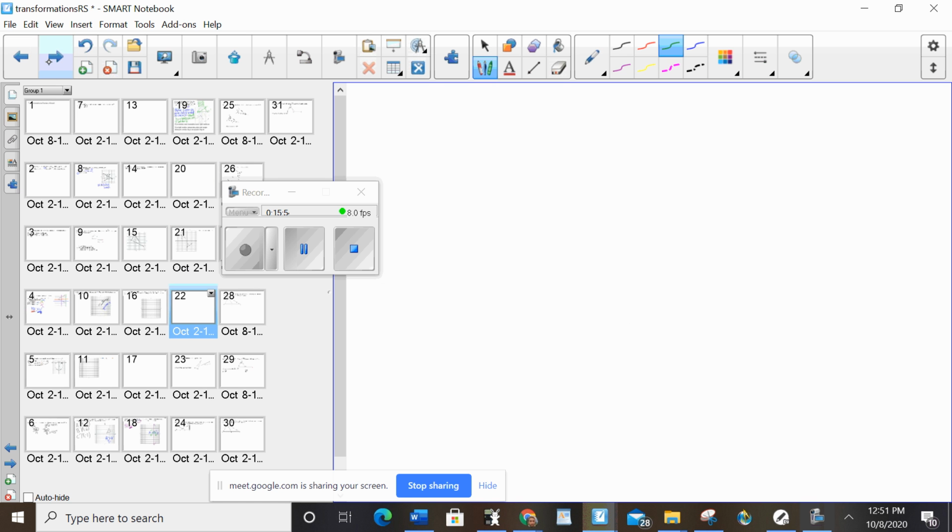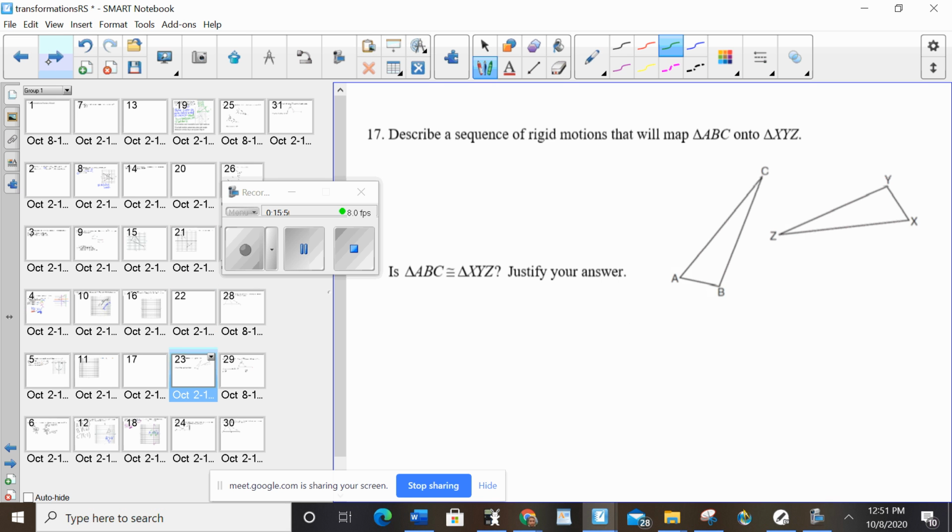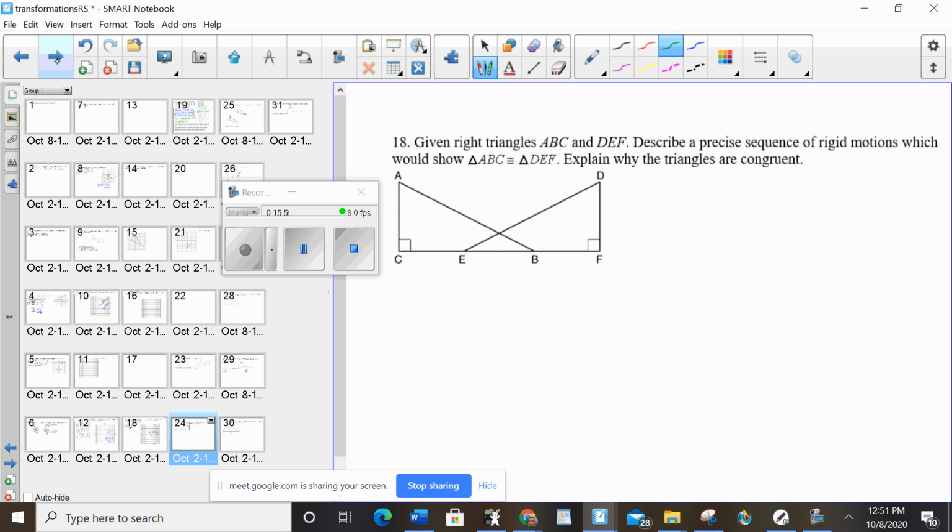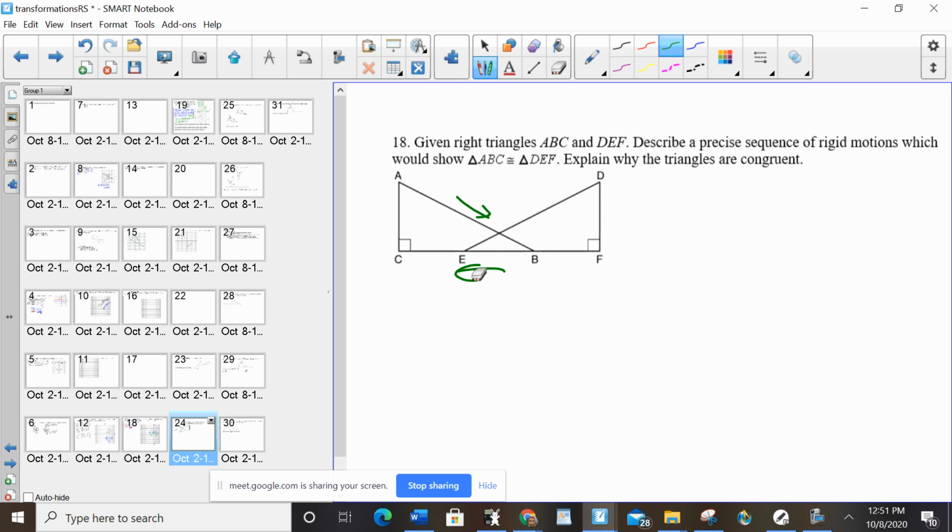All right, let's skip that one. Let's do one off the grid. And because we did a rotation before, we'll do a reflection now. Identify the transformations. Translate, rotate, reflect, check for orientation.